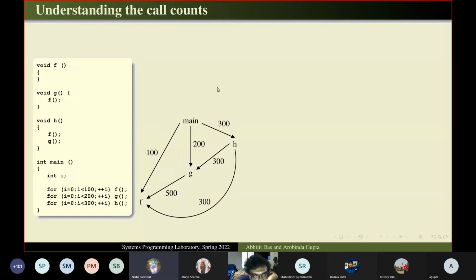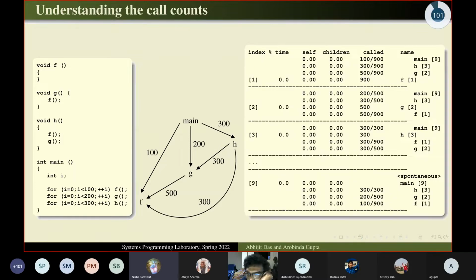What the call profile of gprof will give you is something like this. This is called the primary line. This is listed in some sorted order anyway. The dashed line above this corresponds to the records of f. So this essentially says I am talking about the function f.